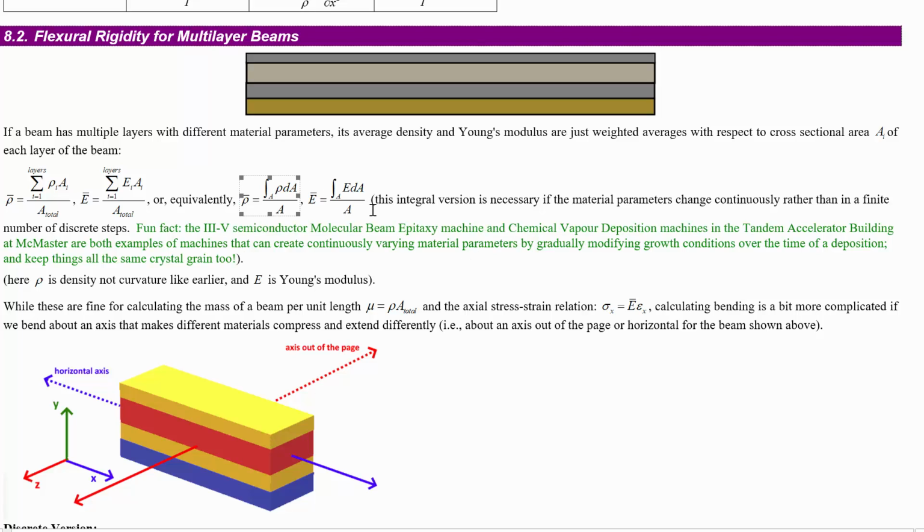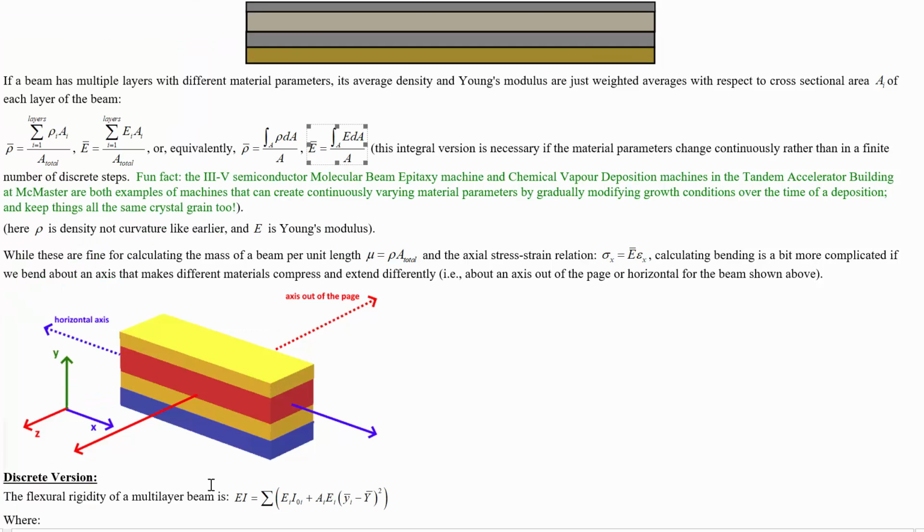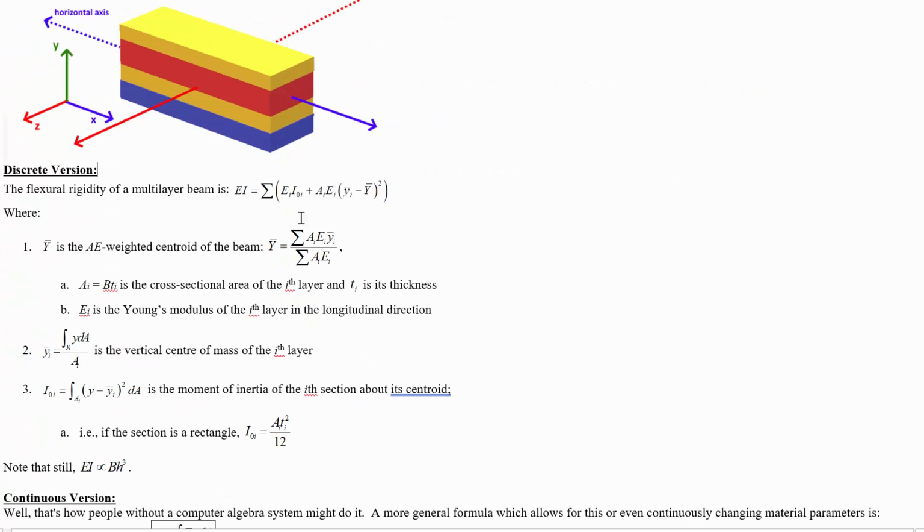So you might have to use integral methods to figure out the effective density and effective stiffness in the length direction. For flexural rigidity, you can also dive into a sum type version that involves you figuring out what the EI, the stiffness weighted centroid of each layer is, and then have a sum that adds them all up and compares one axis's second moment of area about its center to what happens when you displace it using the parallel axis theorem.